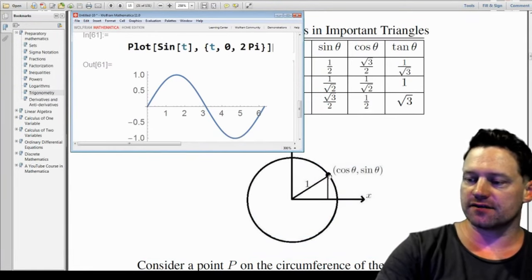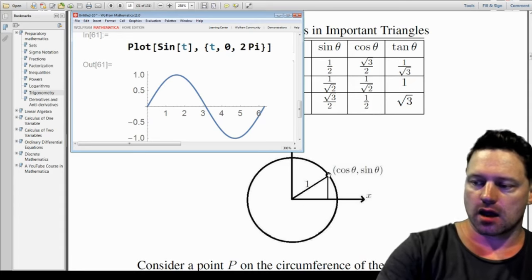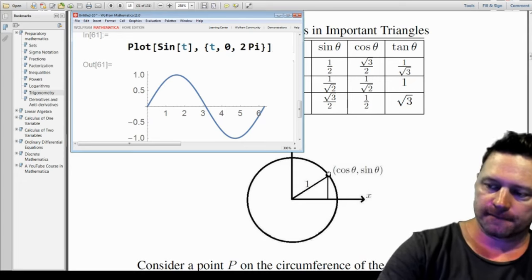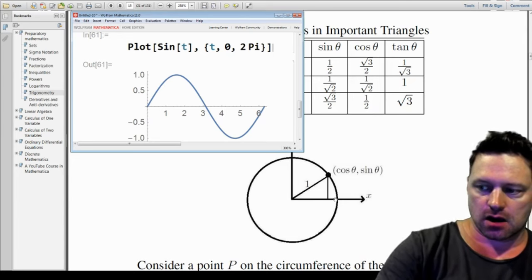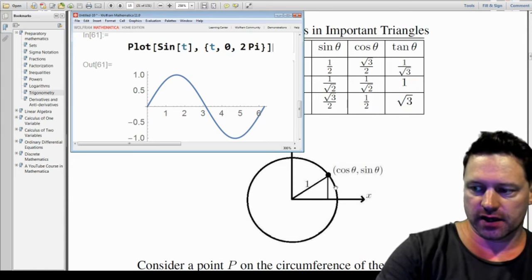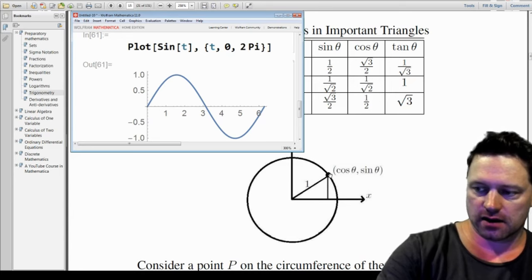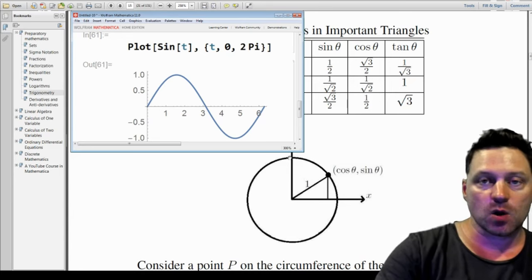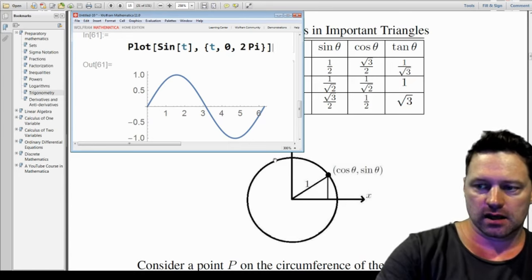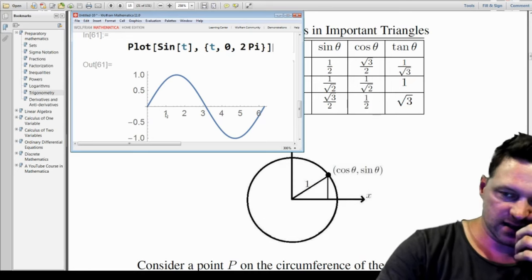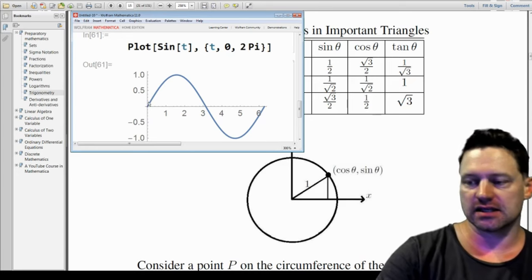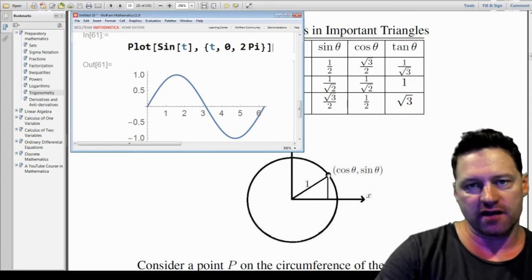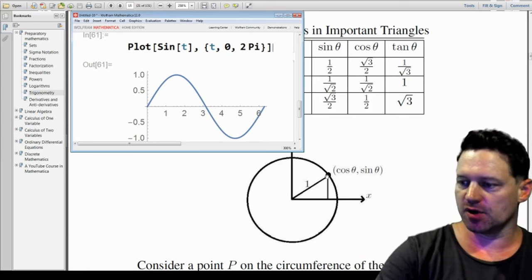Imagine this point here going around clockwise at a constant speed as time progresses. What is the projection onto the y-axis looking like? You start here at 0. Then what is the y value here? Well, it's just roughly this amount. You keep going, and the y value is this amount. Go up here, the maximum y value is 1. Then it comes down, and so on. So this graph here is the projection of the y value onto the y-axis. Probably didn't say that right, but I hope you understand.